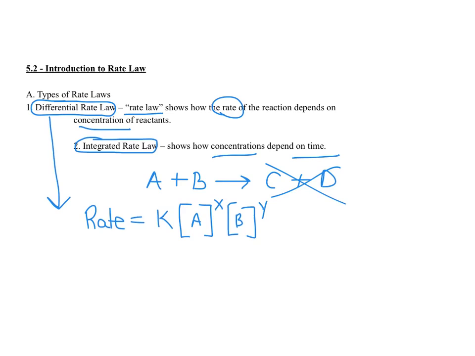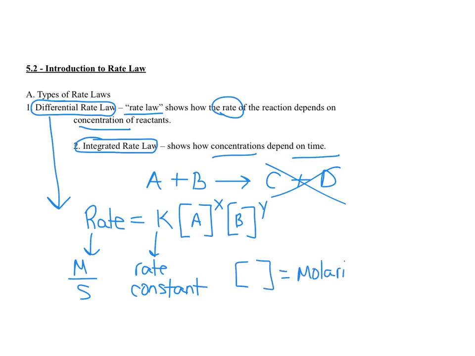Now, rate is going to be in molarity per second. K is going to be what is called the rate constant. And we're going to talk about those units in just a minute, because the rate constant can have different units depending on what the reaction is. Anytime you see brackets, that equals molarity. And so this represents the concentration of A and the concentration of B in molarity.